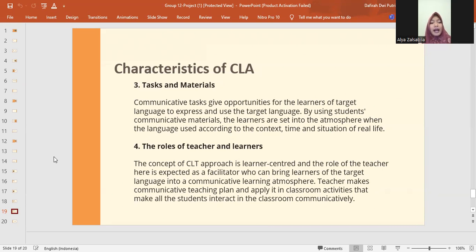The learner's role in CLT is the most important. Why? Because they are the communicators of the language teaching process. As communicators, they are engaged in negotiating the meaning of their communication, trying to understand and gain the meaning of others' messages in the communication using their competence in the target language. I think that's all for the explanation about the characteristics of communicative language teaching.